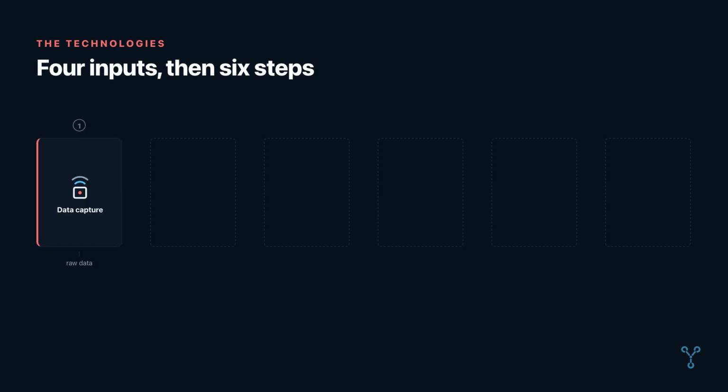The process begins with data capture. During data capture, sensors or satellites collect raw activity data. This produces a raw dataset. Next is standardization. In this step, the system formats the raw data into consistent units and structures. This produces a clean, uniform dataset.